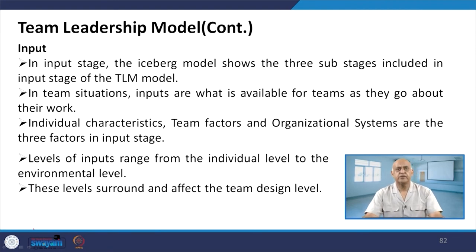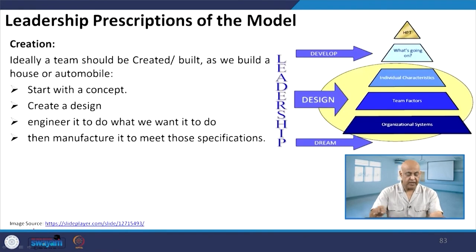Now, the most important point is the interaction between the individual level and the environmental level. What type of individual level is interacting with the environmental level? At what level are they interacting? And if those interactions are at the appropriate stage, then there will be a high potential team, a high performance team. These levels surround and affect the team design level, and this is basically the creation.